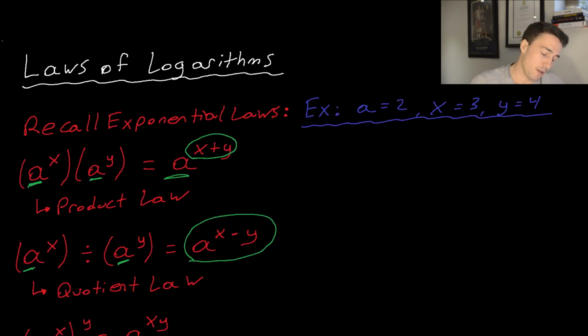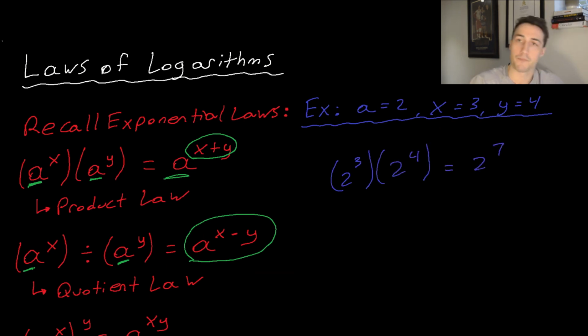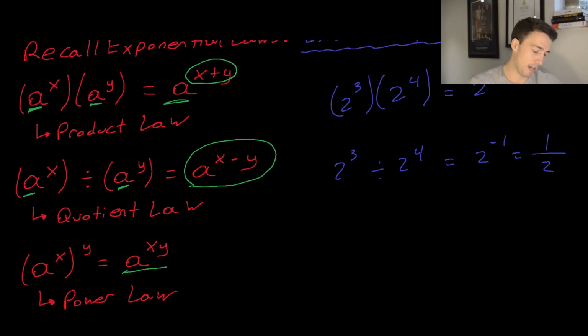Some examples here would be, say we had a equal to 2, x is 3, and y is 4. If we were to use 2 to the power of 3 times 2 to the power of 4, this would equal 2 to the power of 7. That would be an example of the product law. If we did the quotient law, it would be 2 to the power of 3 divided by 2 to the power of 4. This would be 2 to the power of negative 1 because it would be 3 minus 4. So we could write that as 1 over 2. Finally, we have the power law. This would be 2 to the power of 3, all to the power of 4, and this would equal 2 to the power of 12. So it's this 4 being distributed into this 3 here.